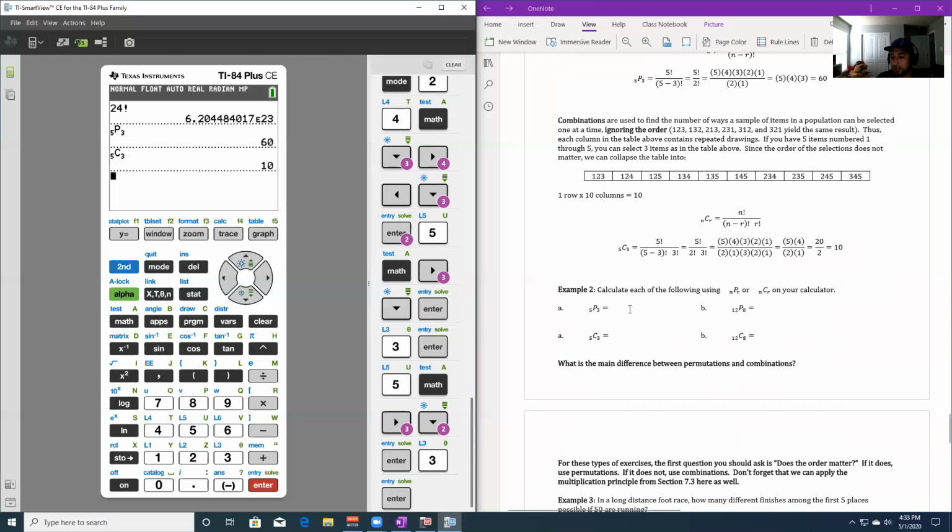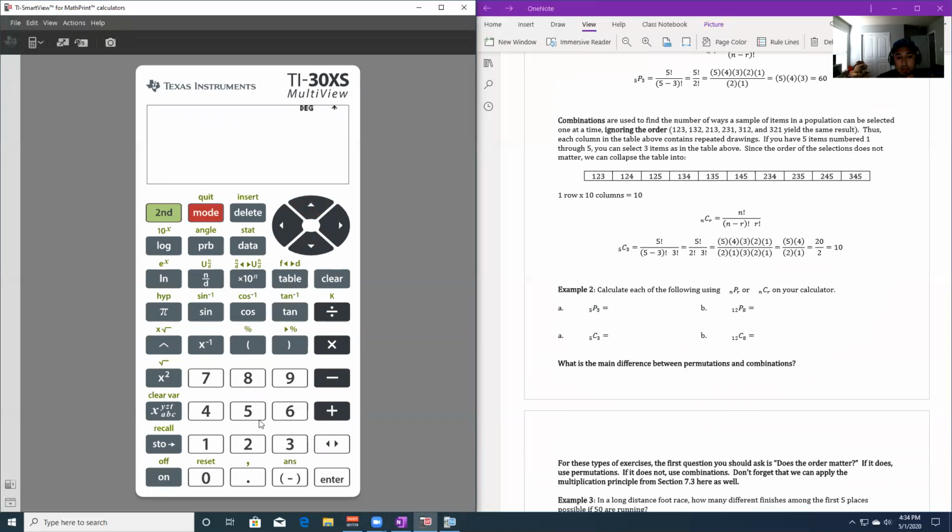Okay, so all we want to do is practice on our calculator, finding out how to type these in. 5 permutate 3, 12 permutate 8, 5 combination 3, 12 combination 8. All right, so let's do it. I'll show it in another calculator too. So I would say 5 probability pick 3, which is 60. 12 permutate 8, which is 19,958,400. And then 5 combination 3, you get 10.